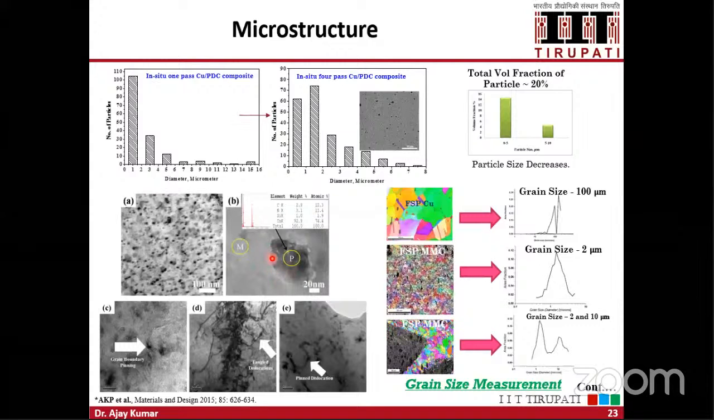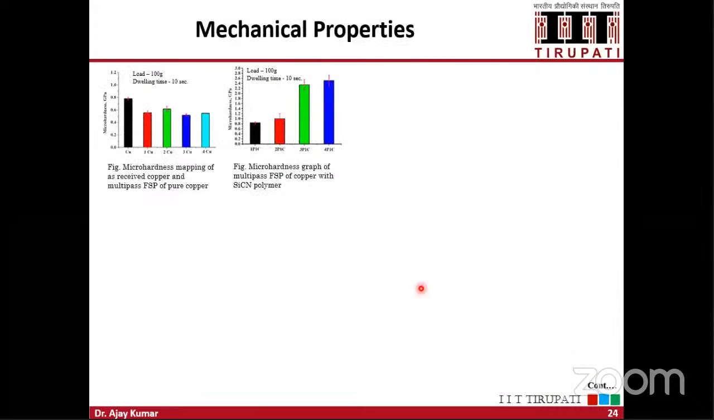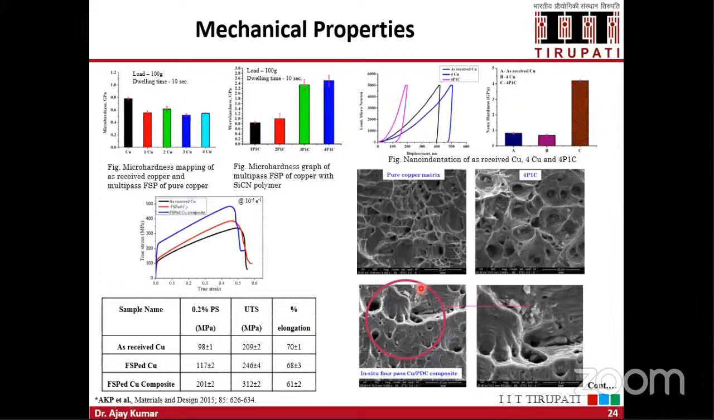This interface is a sound interface, and as I mentioned, the strengthening mechanisms in these metal matrix composite materials are the tangled dislocations, the dislocations pinned by the ceramic particles, and as well as we have the grain refinement. So this will contribute to increase the strength of the composite materials.